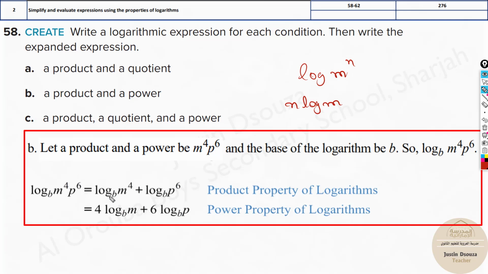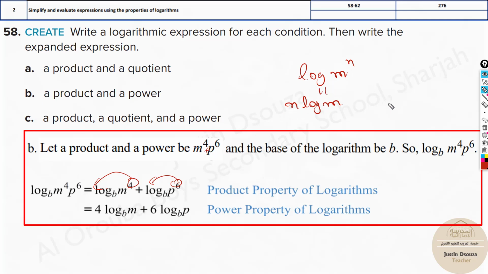Is that okay? So over here we have log base 10. If nothing is written, it's base 10. This is understood. Now log base b of m to the power 4. Multiplication will be plus over here, plus log base b of p to the power 6. Now whatever is the power can come down. See here, and we write it. This is the property. This is equal to this.